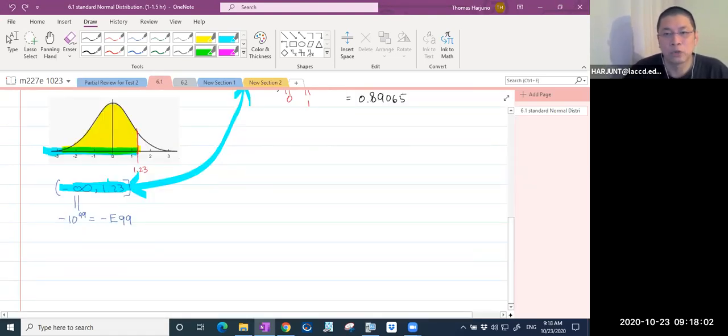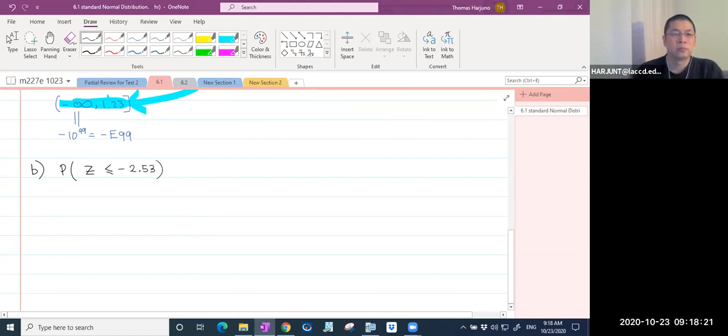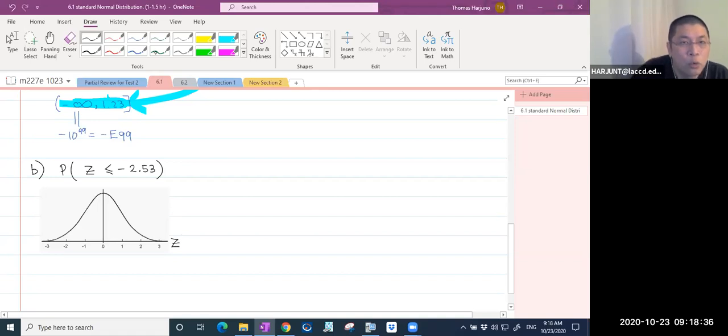Now, let's do more. Part B. What is the probability that Z is less than or equal to negative 2.53? Let's say this is our standard normal distribution. Negative 2.53 is approximately here. Now you need the area to the left of that.